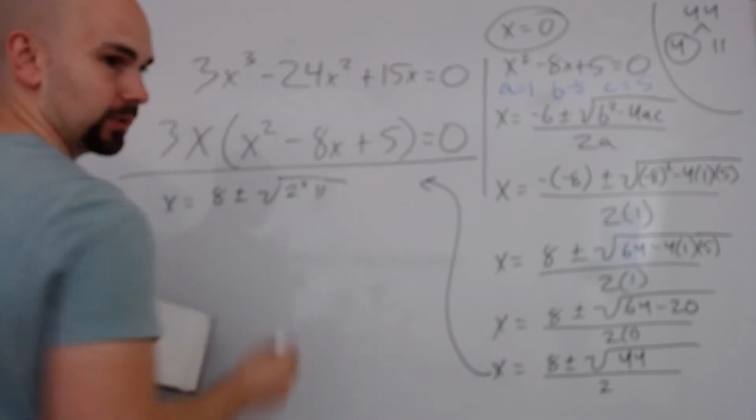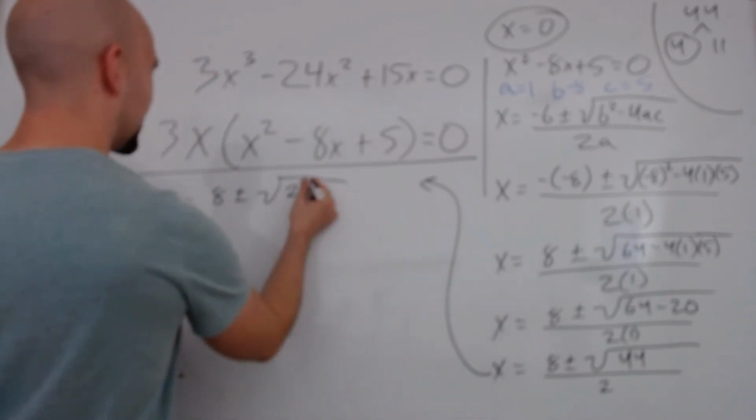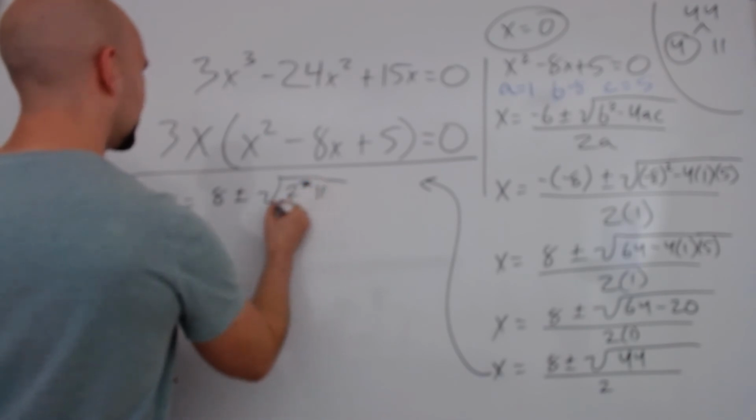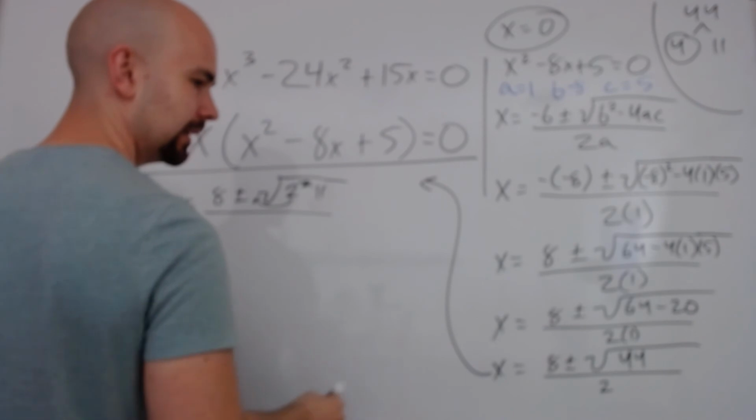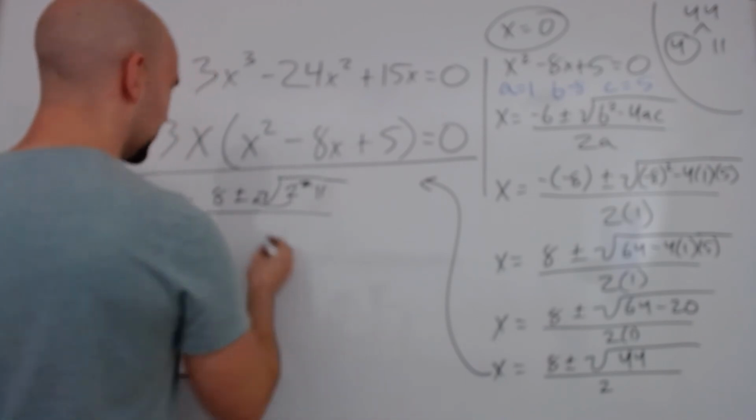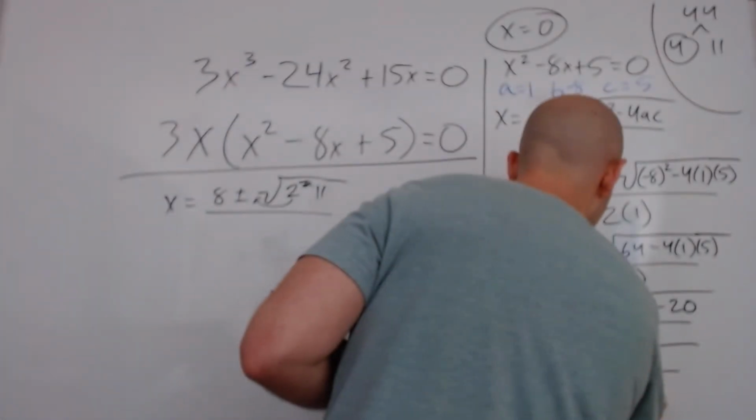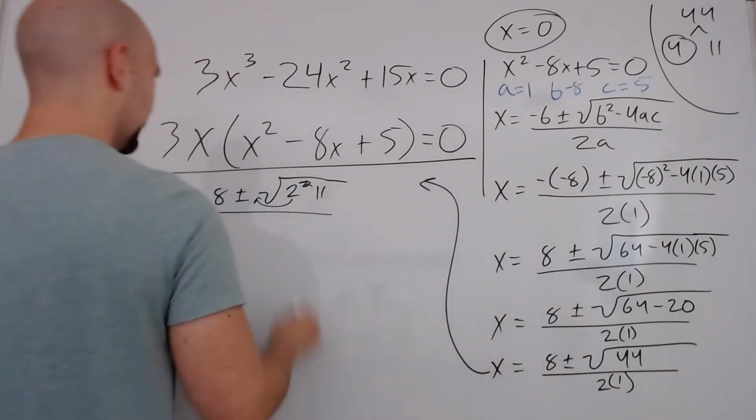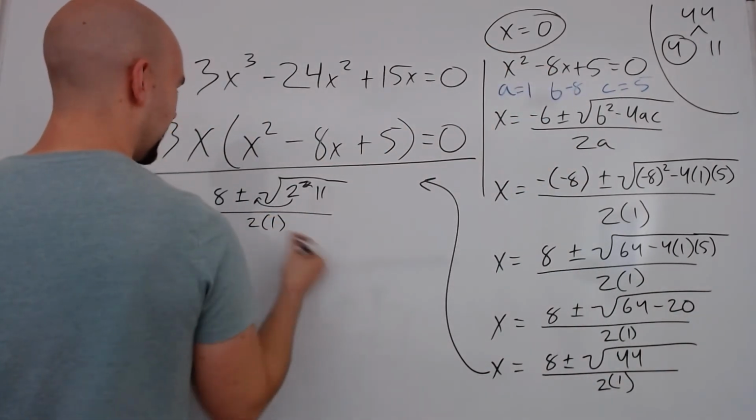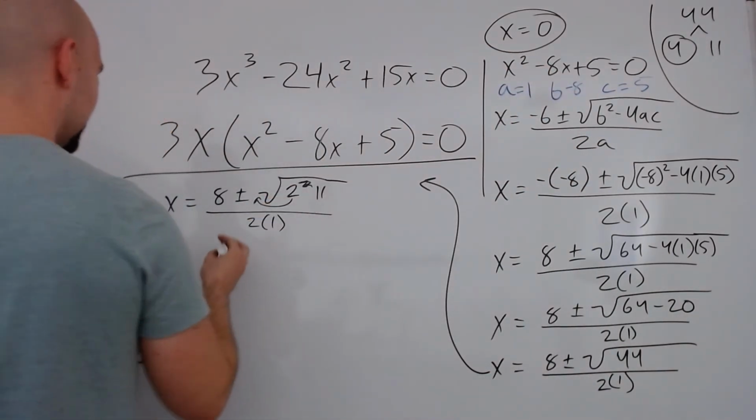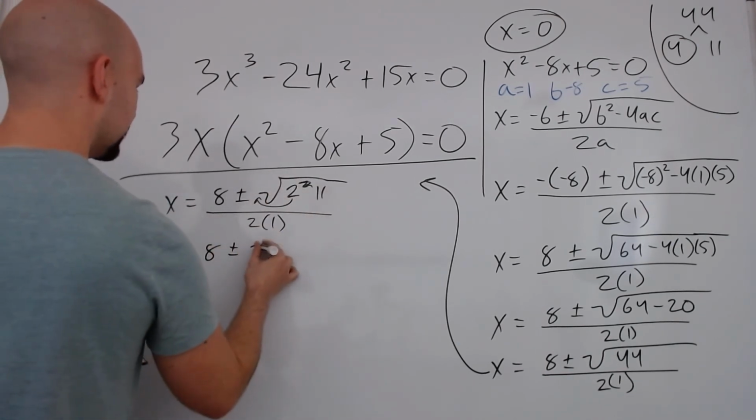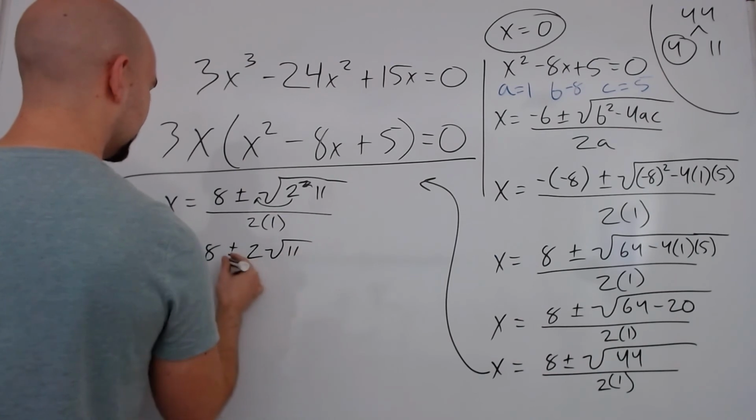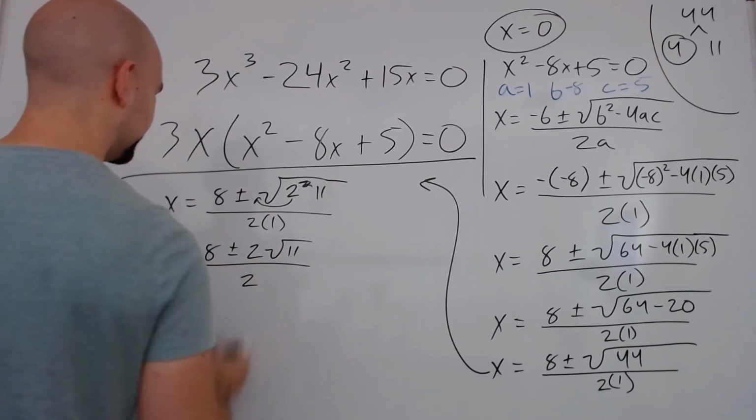When I find the square root of something that's being squared, I can get rid of that, move it out. All of this over, I stopped writing 2 times 1, I guess, by mistake. But it doesn't really matter because we know it's 2. So anyway, I'll just be real consistent though. So that means x equals 8 plus or minus 2 times the square root of 11, all that over 2.